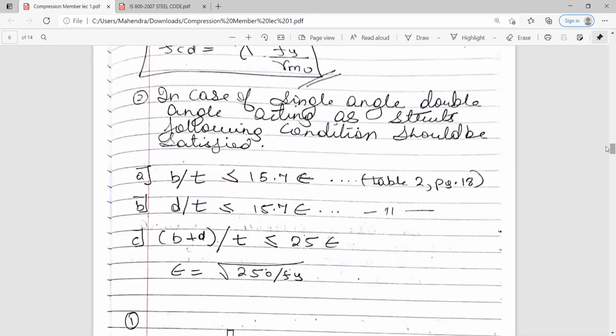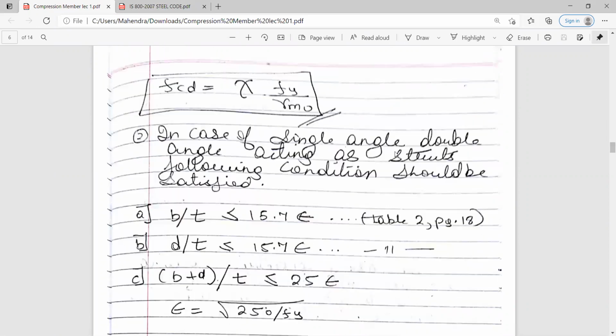And for the second case, if a single angle or double angle is acting as a strut, that is, if your single angle and double angle are behaving as a strut. A strut is nothing but one of the members of the roof truss which remains in compression, that follows most of the time the compressive strength. So if your single angle and double angle are acting as a strut, you have to consider the following conditions.